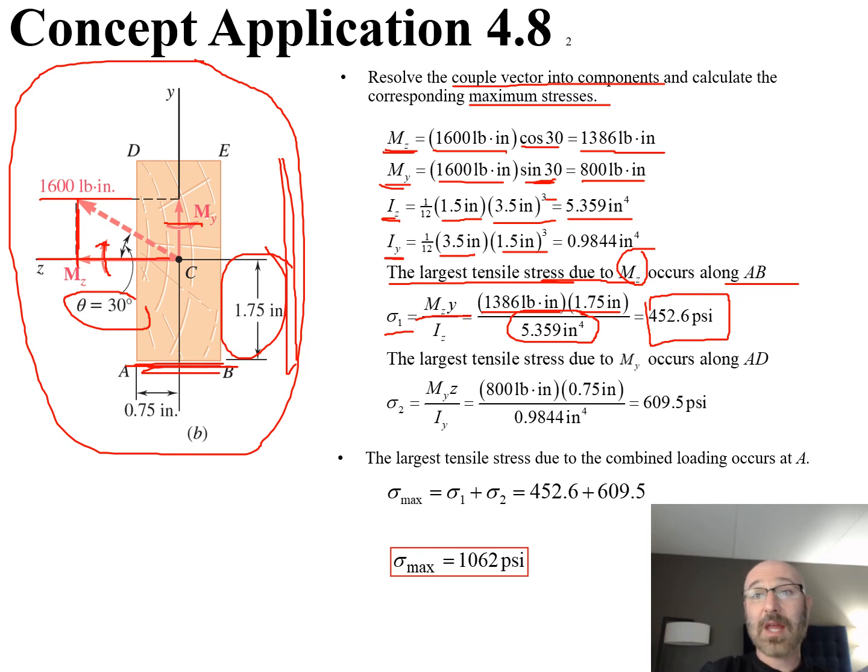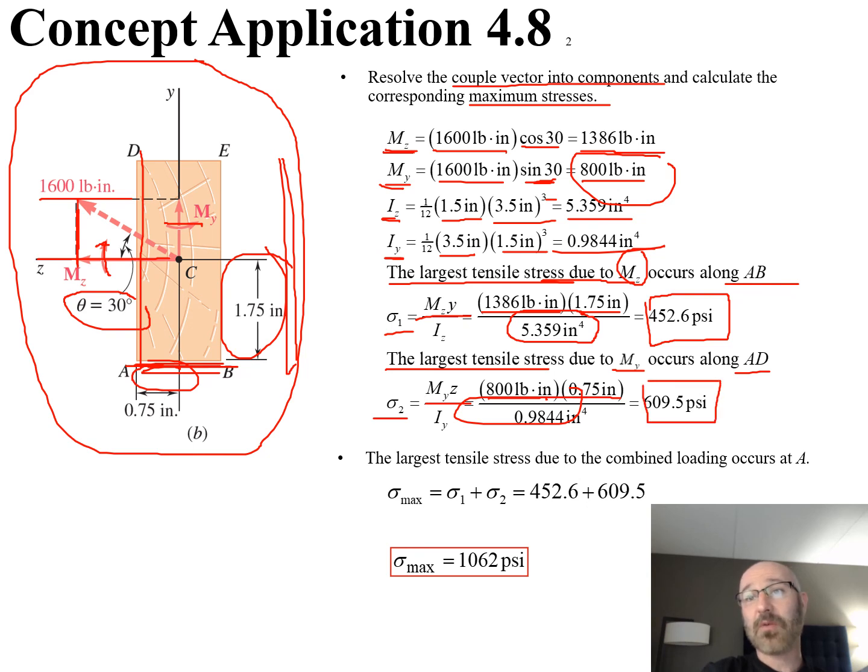Now we calculate next the largest tensile stress due to my, which occurs along A sub d. There's our A sub d. Now our sigma 2 is equal to my times z over our iy, where my we have from above, 800 pound-inches that we can plug in. Our z value here is our 0.75. We go along that axis. All over our I sub y, which is 0.9844 inches to the fourth. Do out our math here, and we end up with 609.5 psi. Do out your unit analysis. Make sure you really are getting psi as a double check.